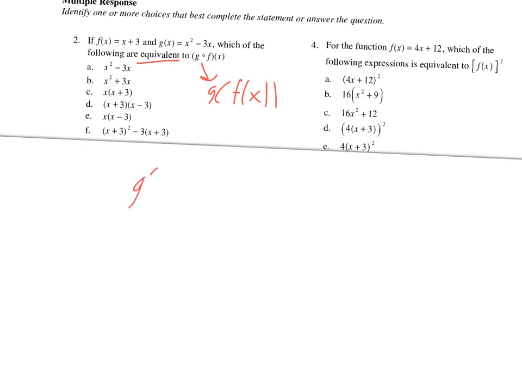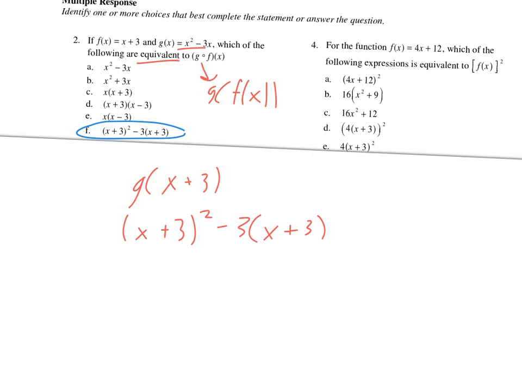So I want to start off here with a g of, and then I always like to plug in my f function there, which is x plus 3. And so if I go to the g function and replace those x's with x plus 3, that'll look like that. Okay, and so right off the bat, I actually see that option F is correct because that is that first step there of actually plugging it in.